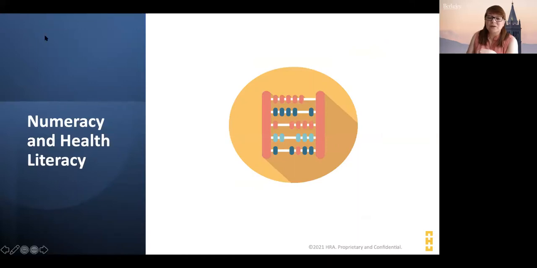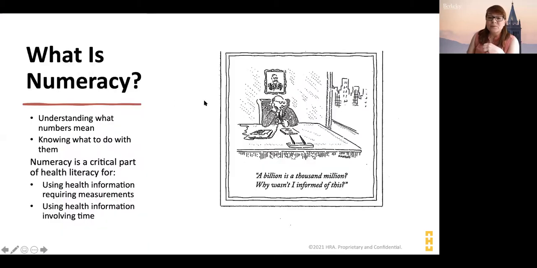Yeah, that's great. Let's switch gears now and talk about an important corollary to literacy, which is numeracy. Whereas literacy we think about as reading and writing, numeracy is facility with numbers. Next slide. So what is numeracy? Numeracy is understanding what numbers mean. So for example, if you learn that your blood pressure is 130/80, can you describe generally what those numbers represent and their significance?